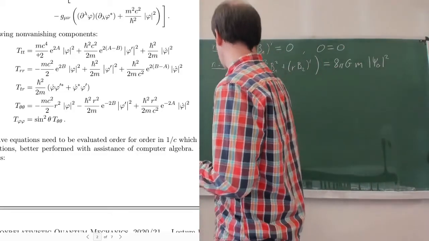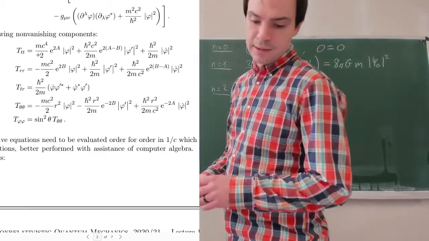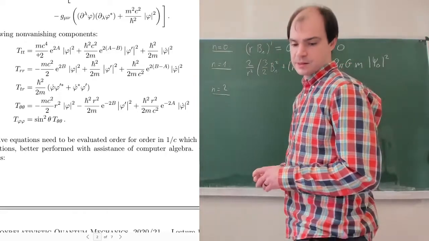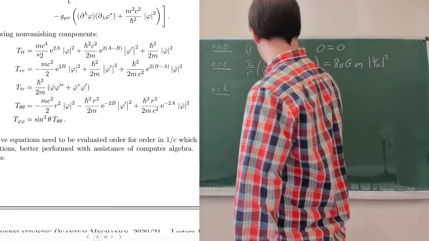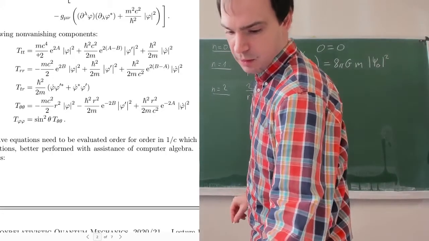So we can go to the next order, n equals 2. And at this order, again, we find an equation from the TT component, which now looks the following way. Again, write this as 2 divided by r squared.